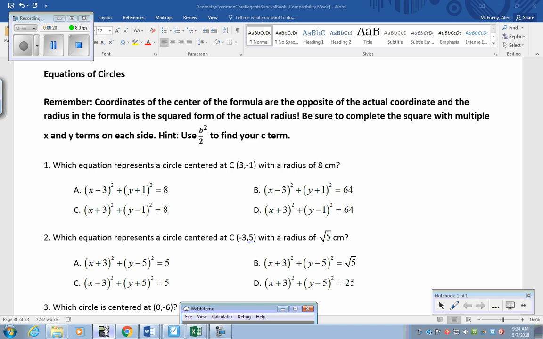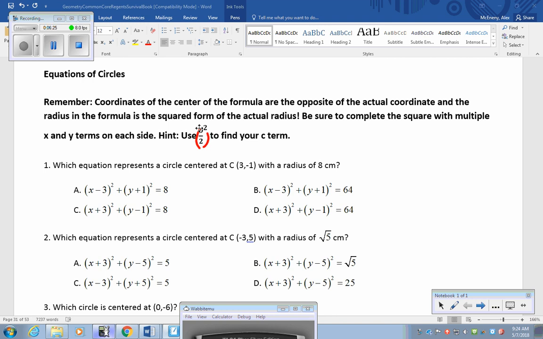The big idea with completing the square is using this formula, b divided by 2 squared. The coordinates at the center are opposite of the actual coordinates, and the radius has to be included in squared form. So when we're talking about a circle, it's similar to the Pythagorean theorem, but it's this equation.